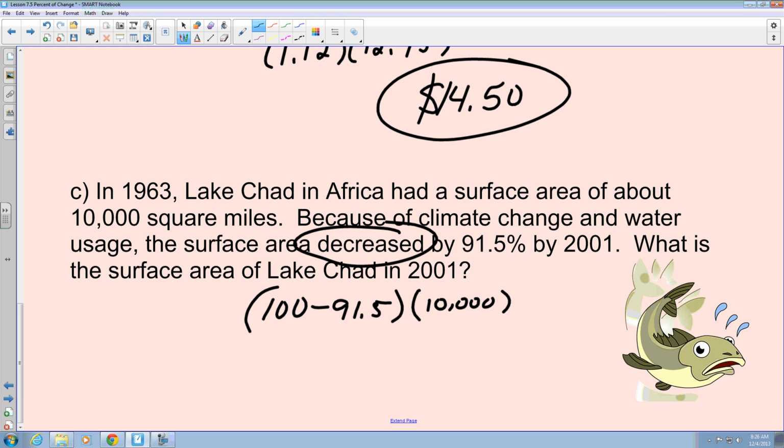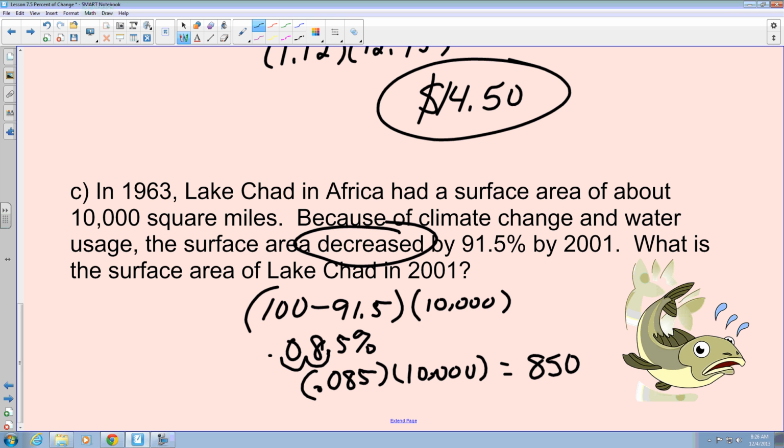So I got 100 minus 91.5 gives me 8.5. But remember, that's 8.5%. So I have to write this as a decimal. I have to move the decimal 2 places to the left, so it's going to be 0.085, and that gets multiplied by 10,000. So I got 10,000 multiplied by 0.085, and that gives me a value of 850 square miles.